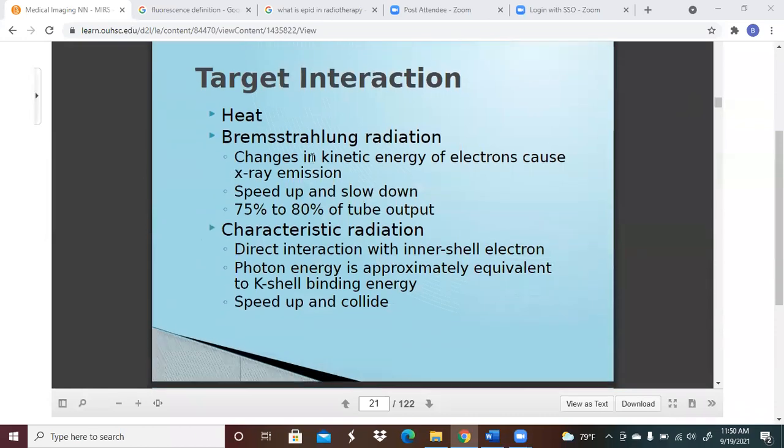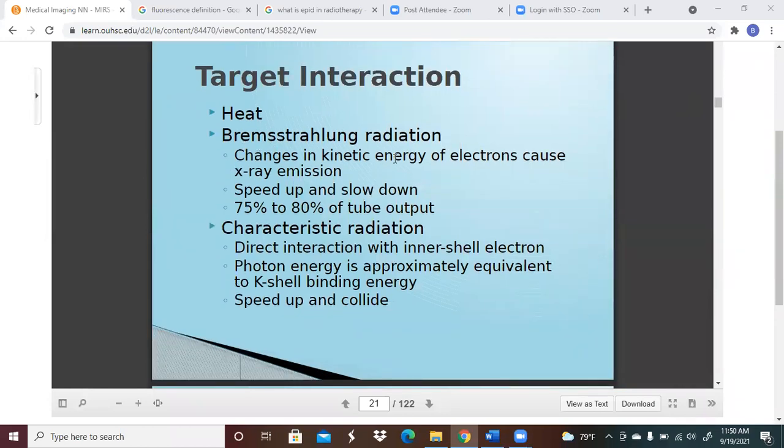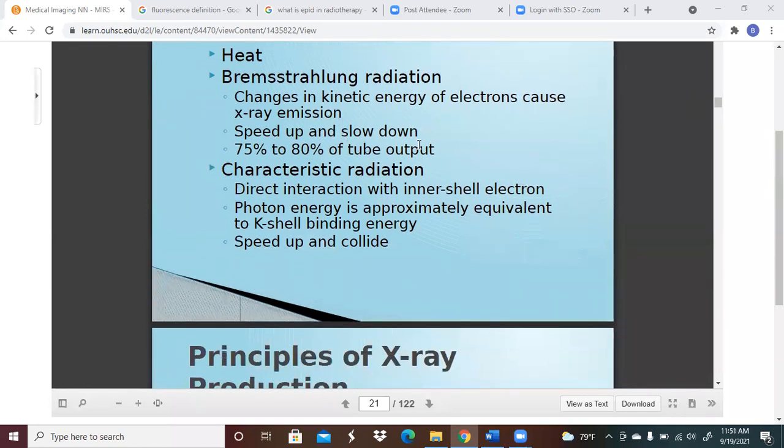Target interaction, obviously you got a lot of heat, but you also have Bremsstrahlung radiation. So changes in the kinetic energy of electrons cause the X-ray emission. In other words, when the electron gets close to a nucleus, it changes direction. And with that change in direction, you're seeing an emission of energy. That's what's going on here. Speed up and slow down, 75 to 80% of the tube output. Characteristic radiation is when the electron goes in and interacts with the inner shell electron. Photon energy is approximately equivalent to the K-shell binding energy, and it speeds up and collides.